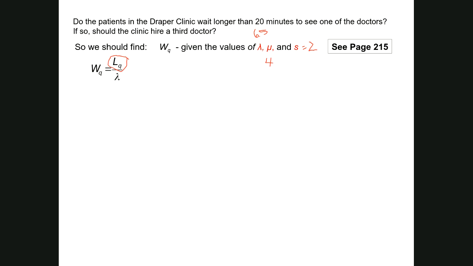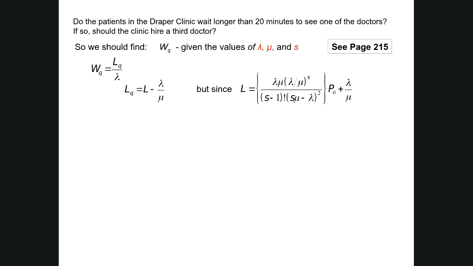And it turns out, if we look at L sub Q on page 215, L sub Q is going to equal L minus lambda over mu. But we still have a dilemma, because now we still don't know what L is. And it turns out that the formula for L is, we'll see on the next slide. This is the formula for L.